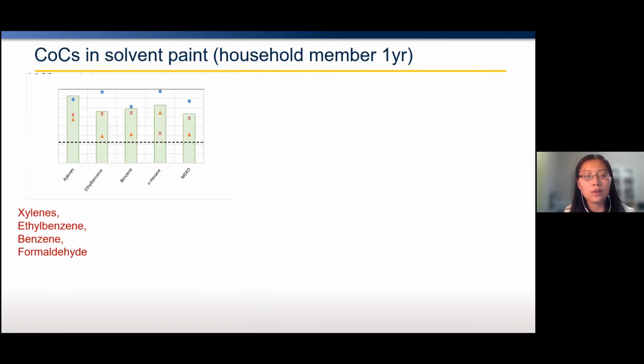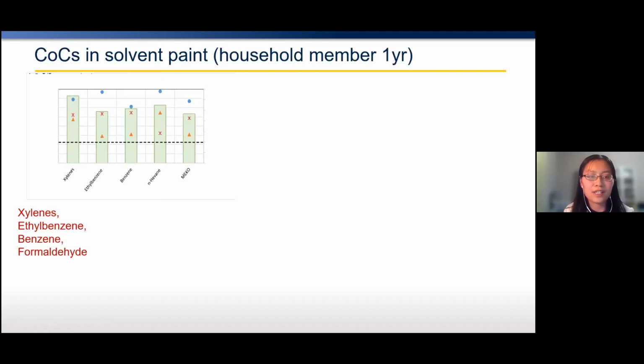Here we take a closer look at each chemical in the paints, and this shows the solvent paint for the household member over a year. The green bars show the actual chemical content in the paint, and the blue circles and the orange triangles are the maximum chemical contents based on non-cancer and cancer effects respectively. The red stars are the hazard content ratios, and the blue dotted line indicates the safe level. So if we see the red stars are above the black line, they are of concern.